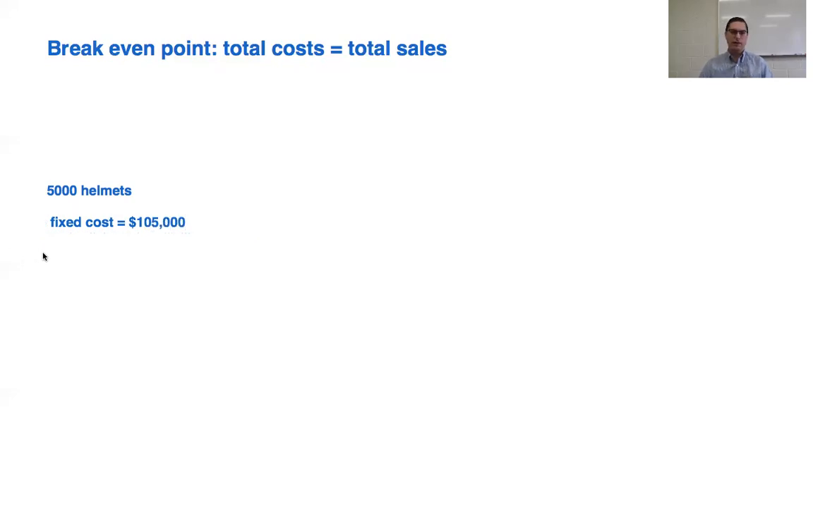So that's maybe what I'm paying in rent for the factory, or maybe if I borrowed money to buy my machines, the interest I have to pay for borrowing the money. Those would be fixed costs. And the variable costs are $195,000.